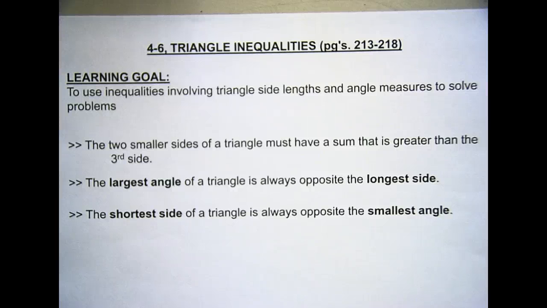And then the other 2 things: the largest angle is always opposite the longest side. The shortest side of a triangle is always opposite the smallest angle. That means the medium side is opposite the middle angle. What do you mean by opposite? I'll show you a picture here after. I'll let you guys copy this down, and then I'll draw a picture, or I'll actually use my cool triangles.